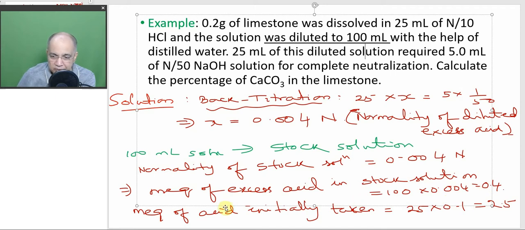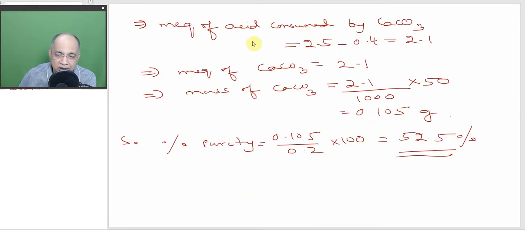So the milliequivalent of excess acid is 0.4, but the milliequivalent of acid initially taken before reaction is 25 into 1 by 10, which is 2.5. So subtracting this from this, you get the milliequivalent of acid used by calcium carbonate. So that we have done. Milliequivalent of acid consumed by calcium carbonate is 2.1. So the milliequivalent of calcium carbonate is also the same, 2.1.